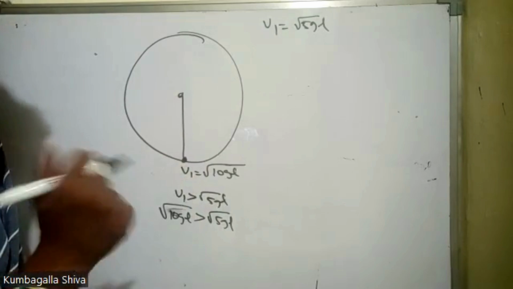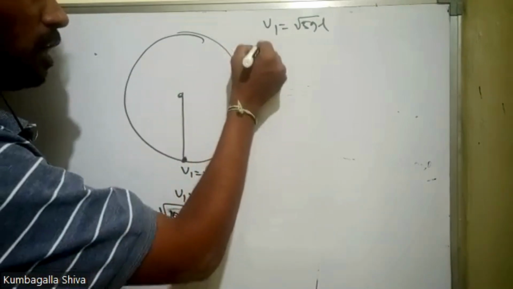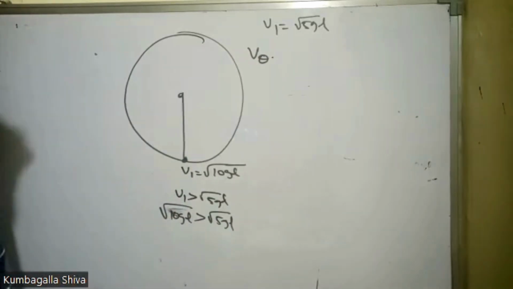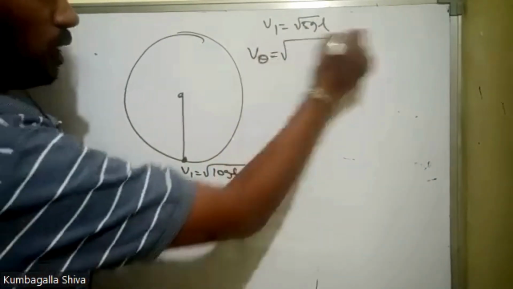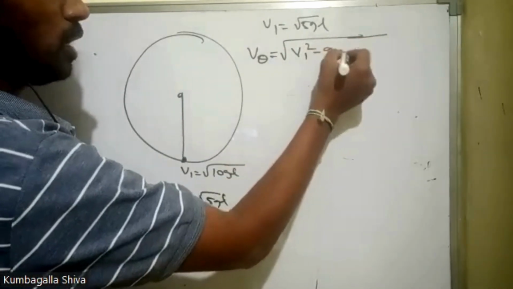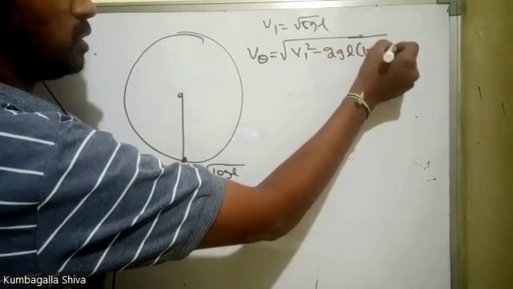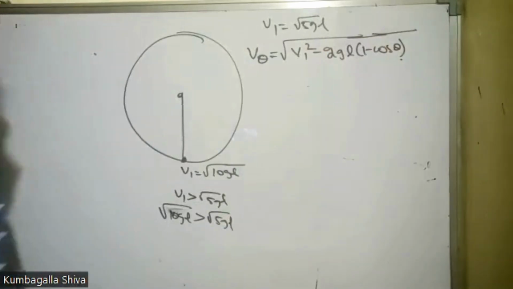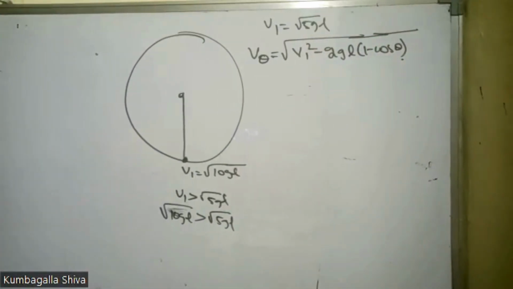Then what happens? What is the velocity at an angle theta? The equation we write is v1 square minus the standard expression 2gl of 1 minus cos theta. This is our expression: v theta is equal to under root of v1 square minus 2gl of 1 minus cos theta.